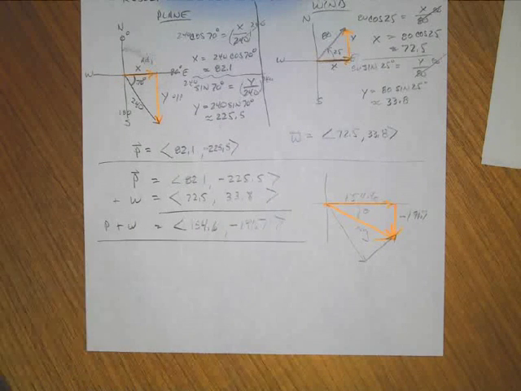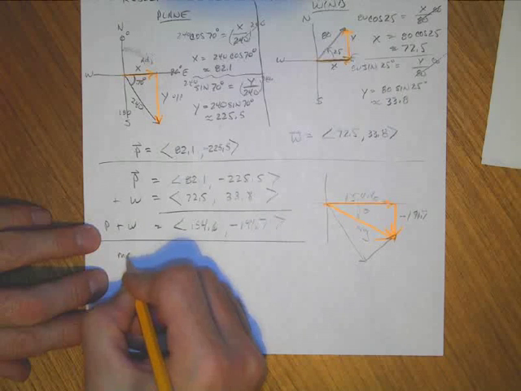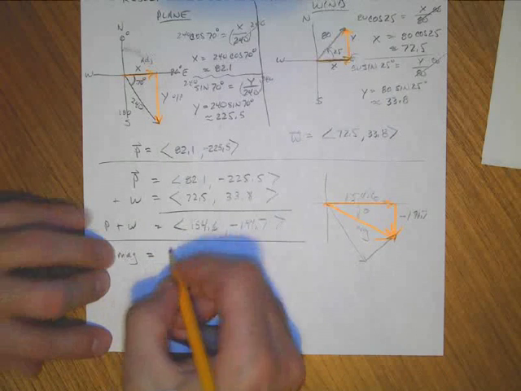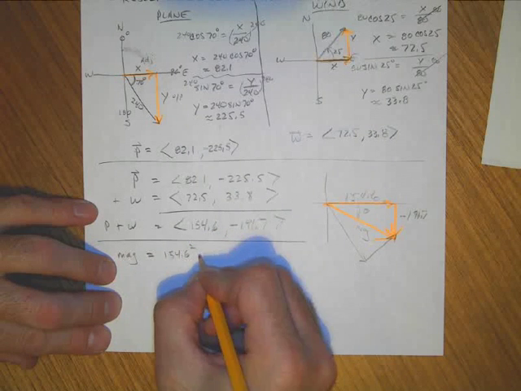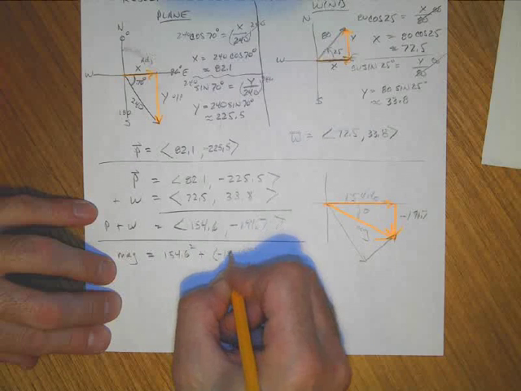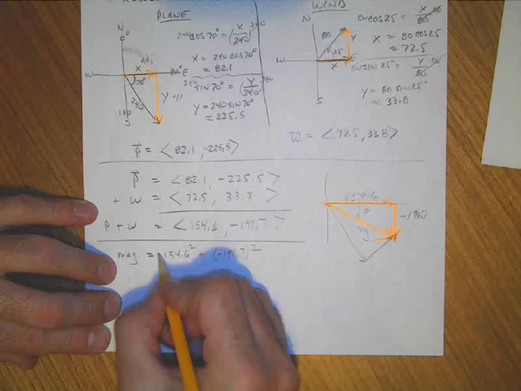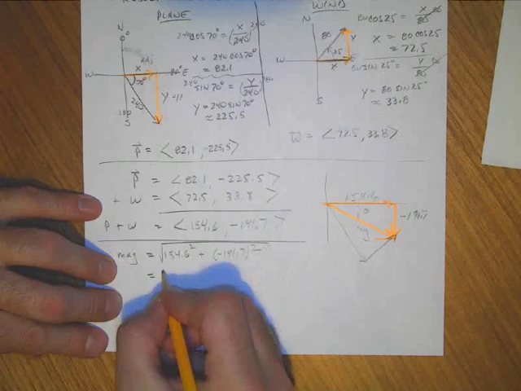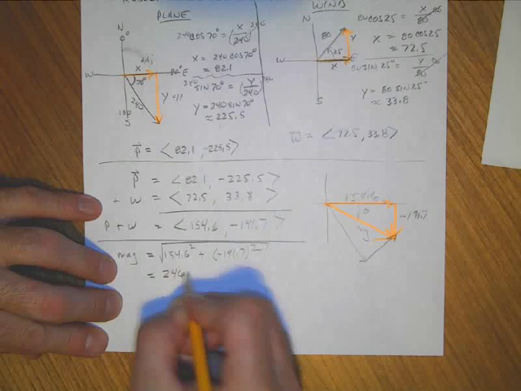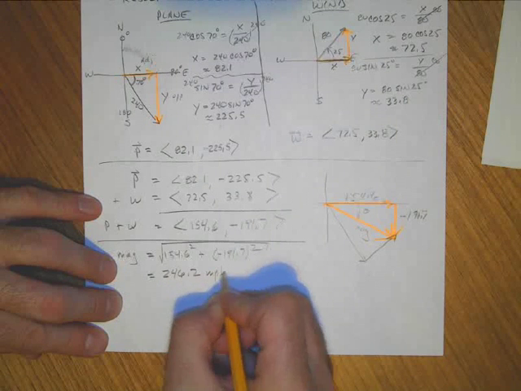Okay, well, the magnitude should be pretty easy. We can do that using the Pythagorean theorem. So the magnitude is going to be equal to 154.6 squared plus negative 191.7 squared, and take the square root. And if you calculate that using your calculator, it will come out to 246.2 miles per hour.